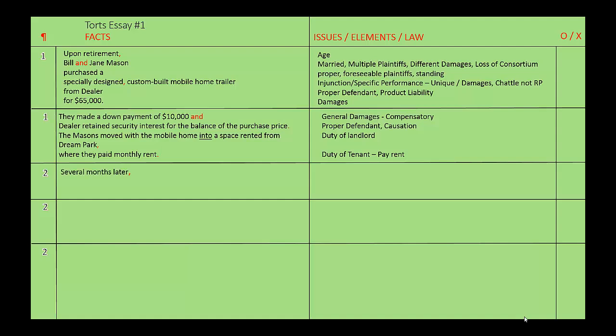So we're in our second paragraph. Several months later have gone by. Several things happen over several months. We have a change in the value of their home. They've made several payments. They've rented things. Things may have gone up in value, gone down in value.